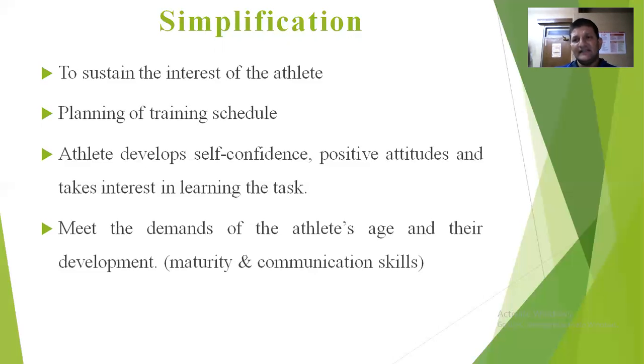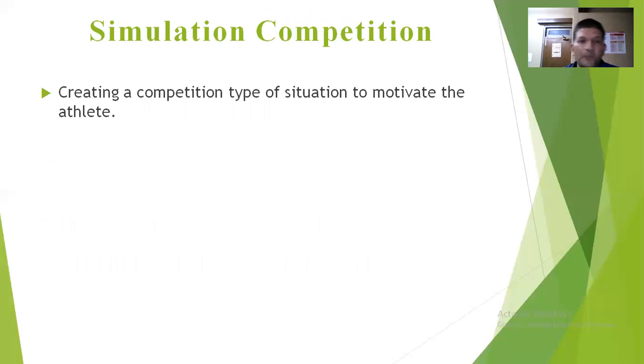If the athlete is at intermediate level, we may break it down differently. Say there is one activity we want to teach. For a grassroots level athlete, we'll break that down into 10 steps. For an intermediate level athlete, we will break it down into 5 steps, and for an elite athlete, we need to break it down into 3 or 2 steps. So the athletes' age, development level, maturity and communication skill need to be taken care of while doing this.